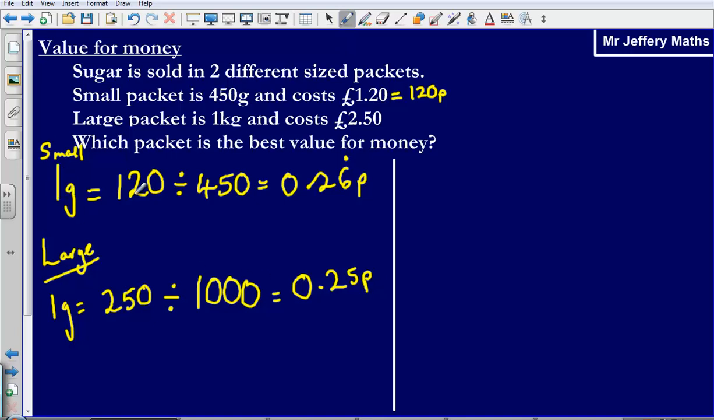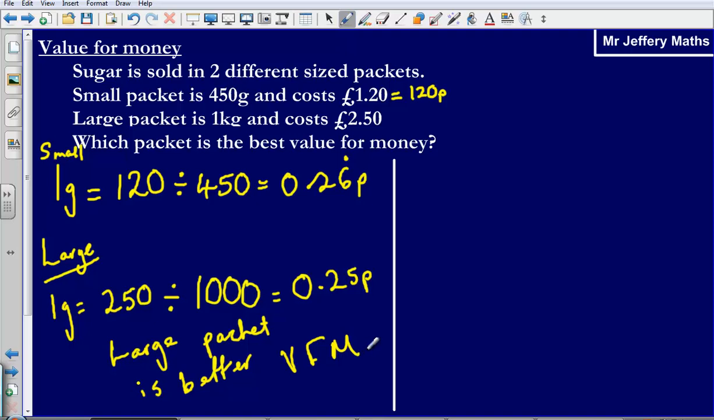For the small packet, 1 gram is costing me 0.26 recurring pence. So what I can say then is that the large pack offers me better value for money. I am paying a smaller amount of money for the same number of grams. So large packet is better value for money. I'm just going to abbreviate value for money to VFM just to save me writing.